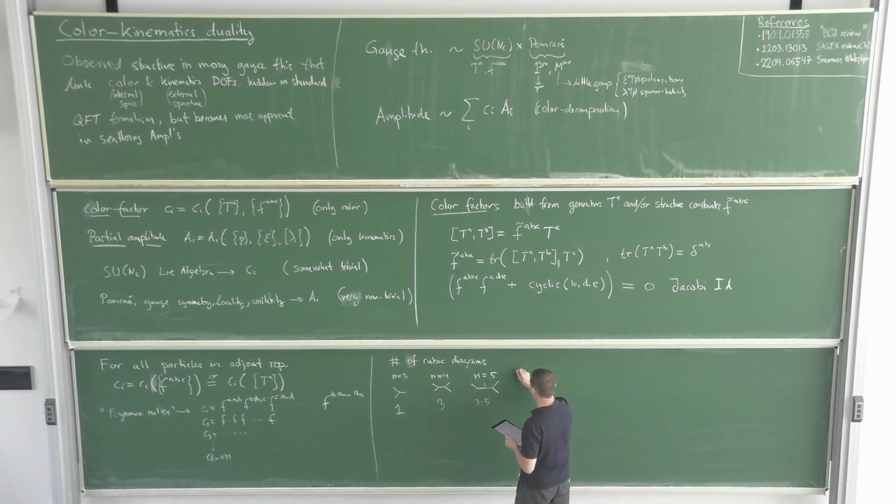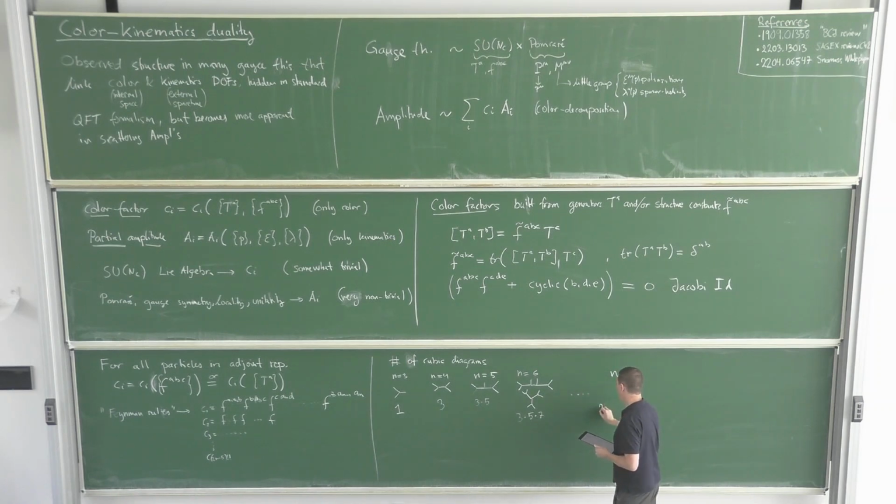It gets a bit more complicated at n equals 6. You can draw this diagram, and you can also draw another topology, which is this guy. And so you have to consider all permutations of those. If you work out the number, you're going to get 3 times 5 times 7, and so on. And then at n points, you're going to get (2n minus 5) double factorial.